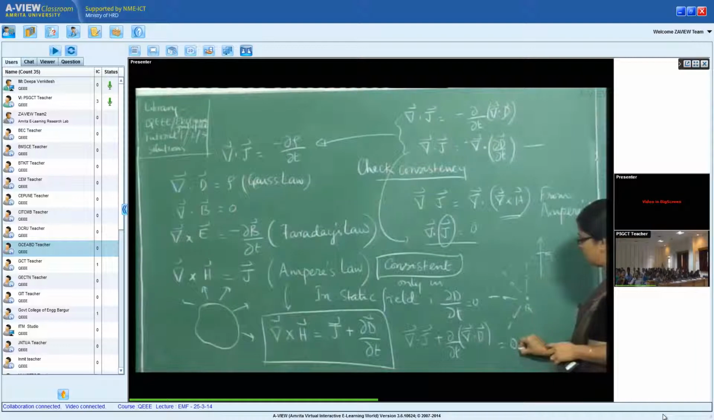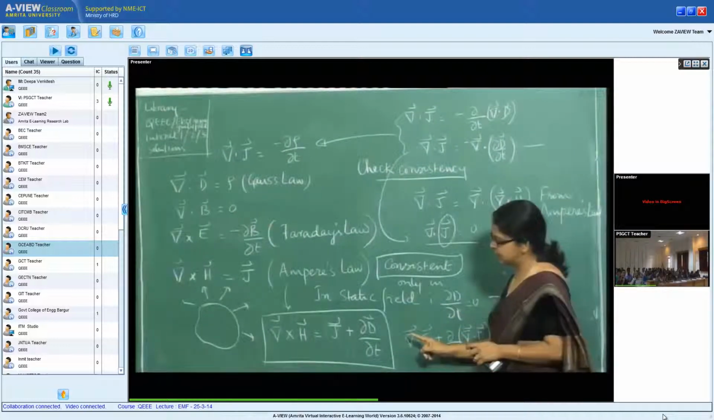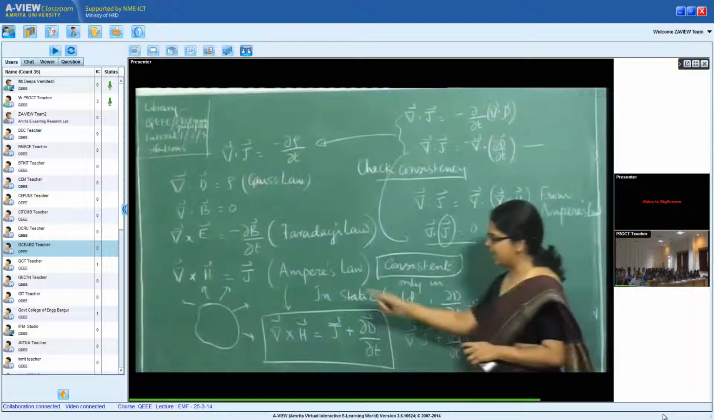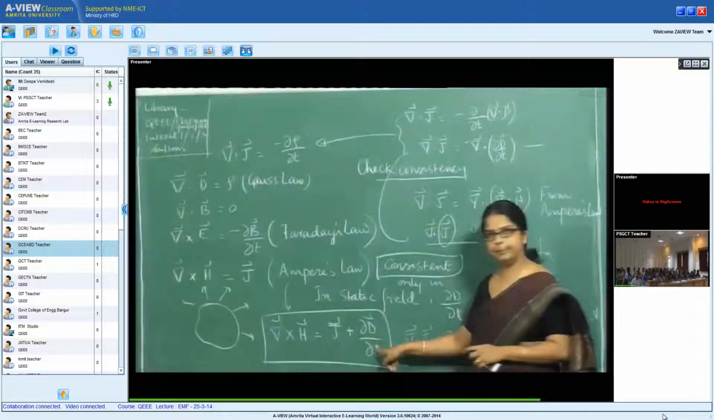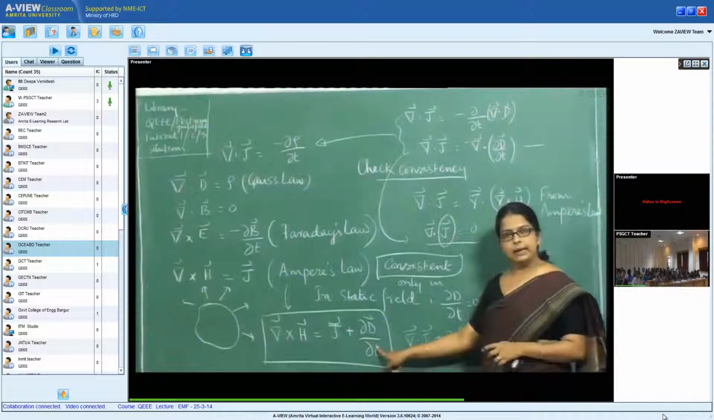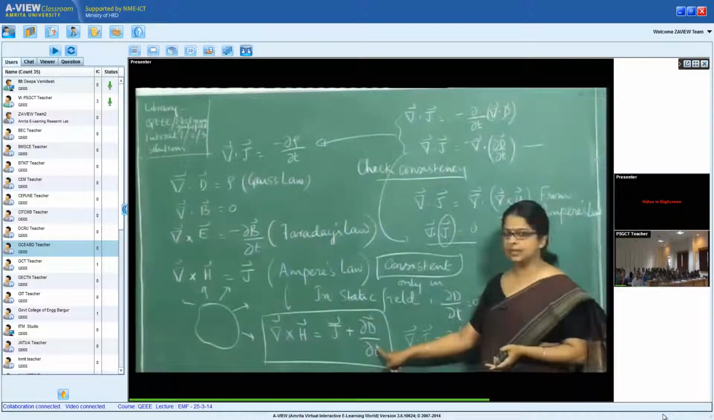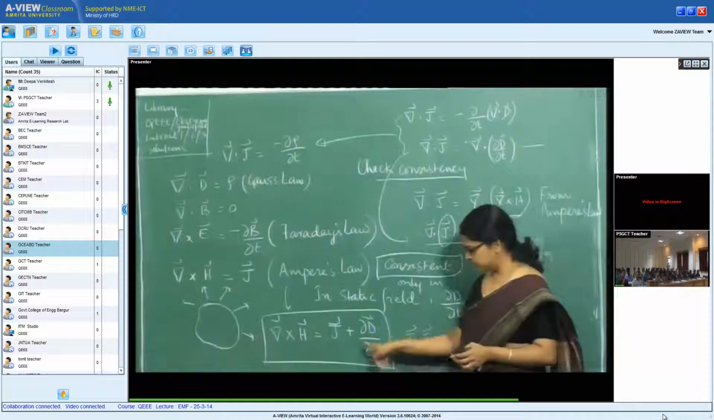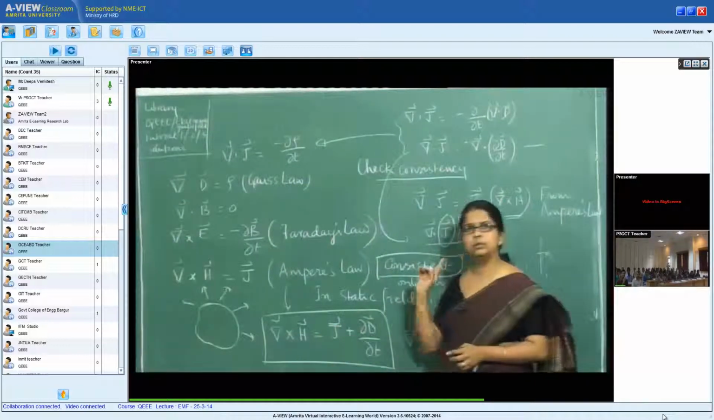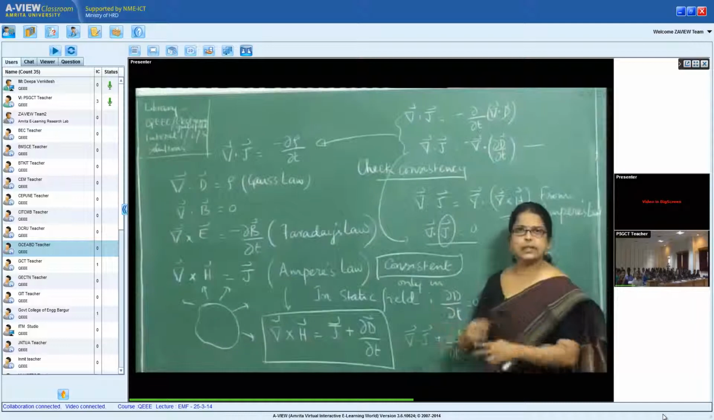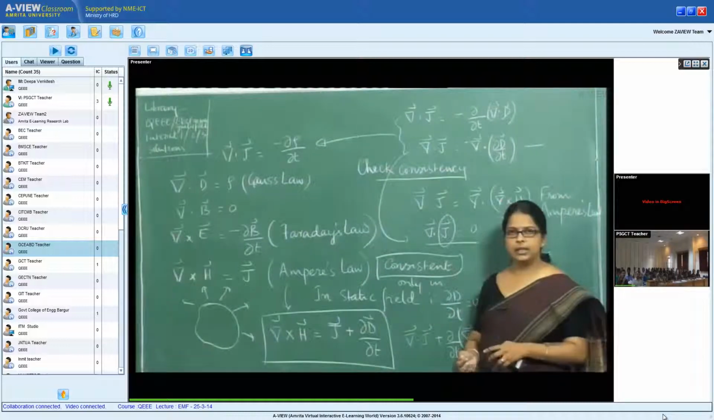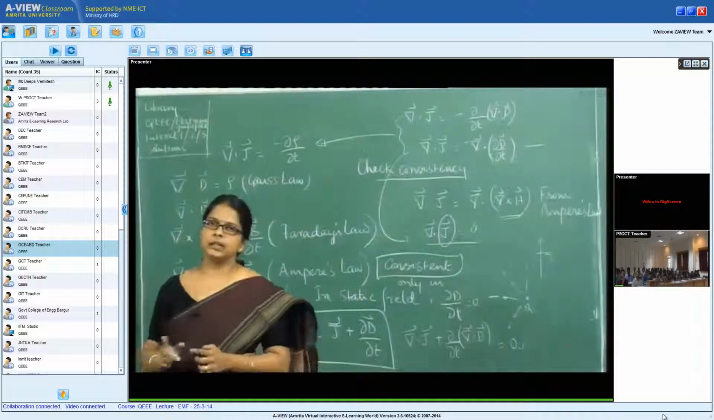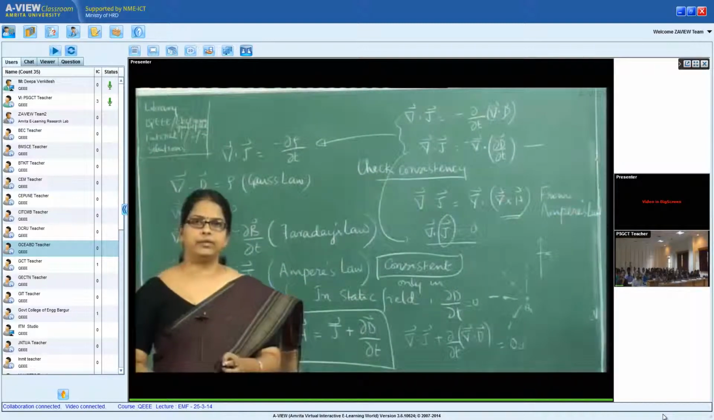So I can fix this inconsistency, or rather Maxwell fixed this inconsistency by adding a term in Ampere's law. When it is the electrostatic case, it will come back to this because del D by del t is 0. So curl of H is equal to J. When there is a time varying electric field, it simply says this: there are two contributions for magnetic field.